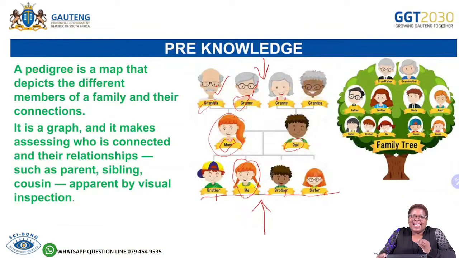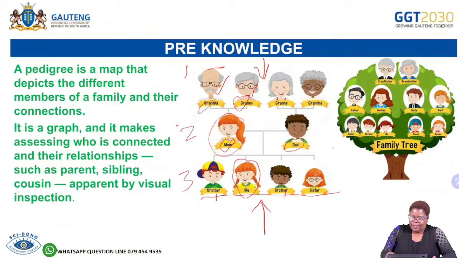Now when we read generations, this will be the first generation, this will be the second generation, this will be the third generation. Meaning our grandparents are on the first generation, our parents are on the second generation, and we, as siblings, are on the third generation. So generations can go on and on and on.